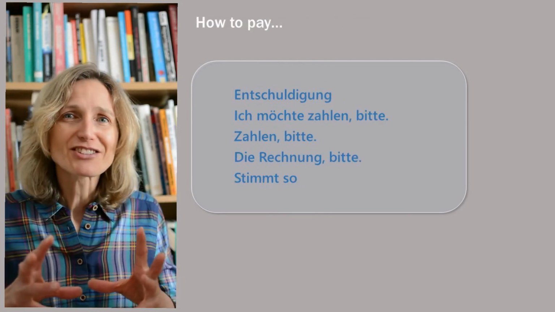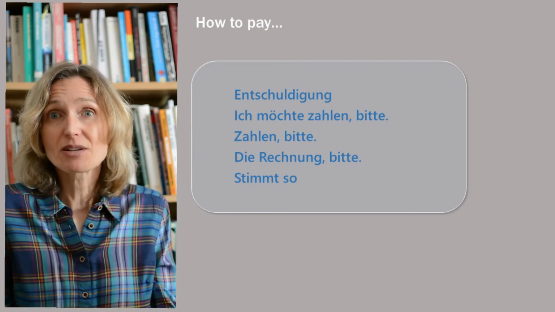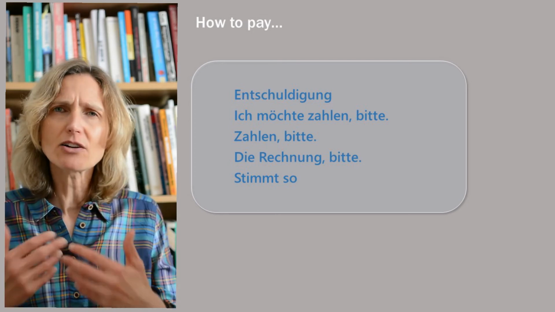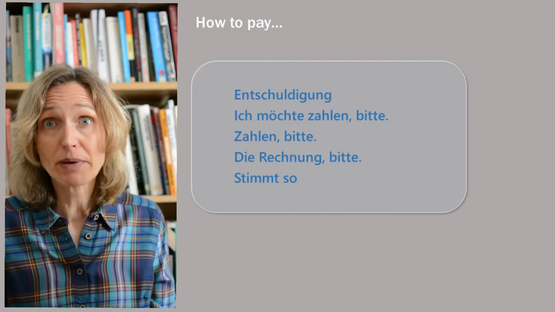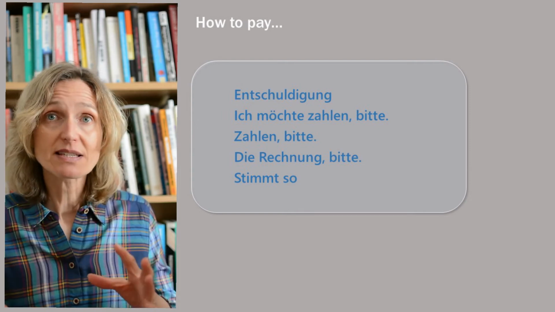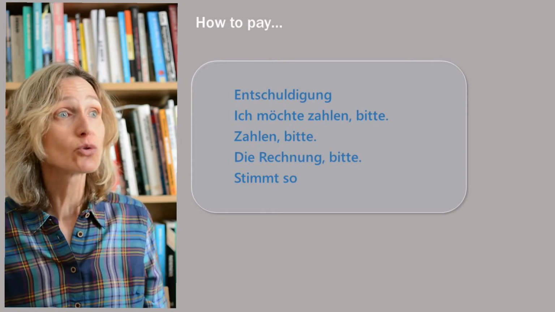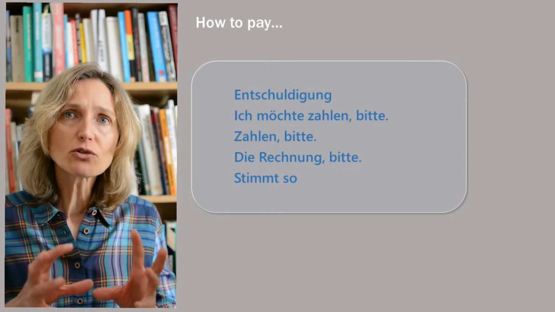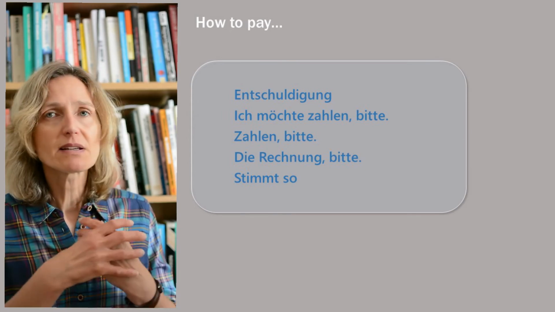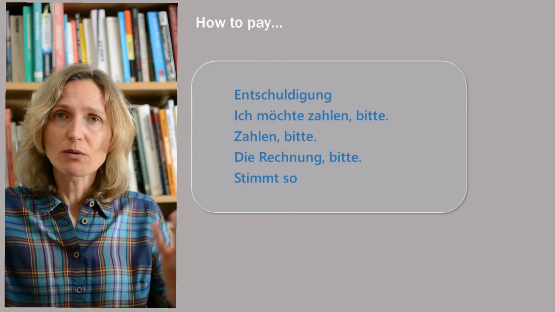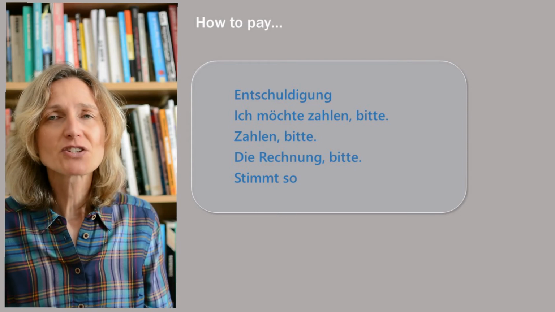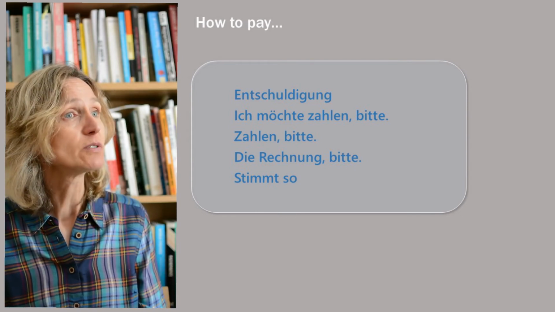So the final section then is going to be how you'd actually pay. So how do you get the waiter or waitress's attention, and how do you say I'd like the bill or I'd like to pay? So the easiest way to get someone's attention would be to say Entschuldigung. Now Entschuldigung means excuse me, or it can mean I'm sorry. But it's just one of the easiest ways, maybe the most polite way of getting someone's attention.